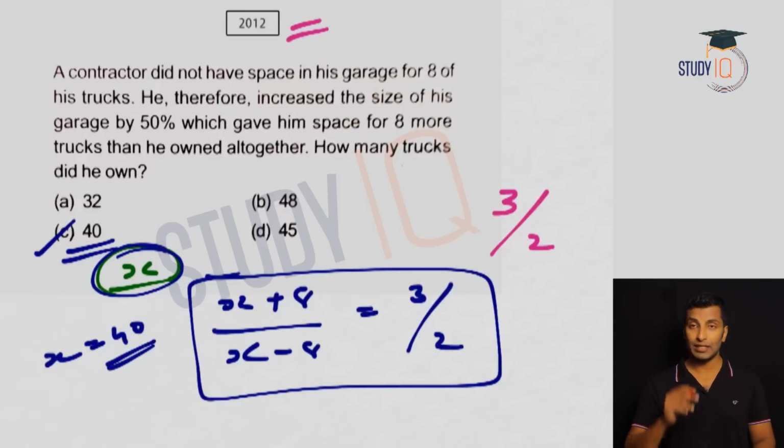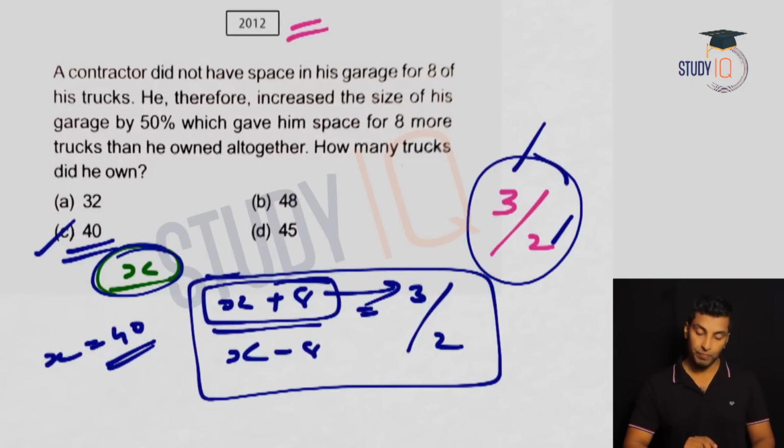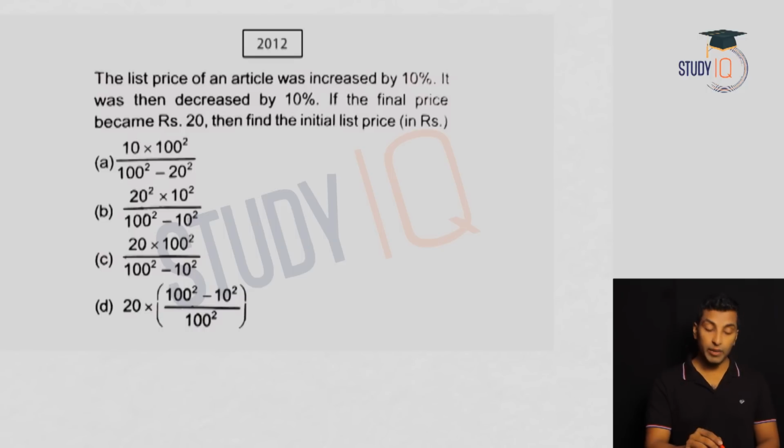Just assume that x was the initial number of trucks, the trucks that he was having, and this is the ratio of the area, 150% and 100%, so 3 by 2. So when it comes to 150%, you have x plus 8 and x minus 8. Just assume like this and you get x as 40. x plus 8 into 2 gives 2x plus 16, and you can get the answer just by cross multiplying. Take a minute and solve this question.